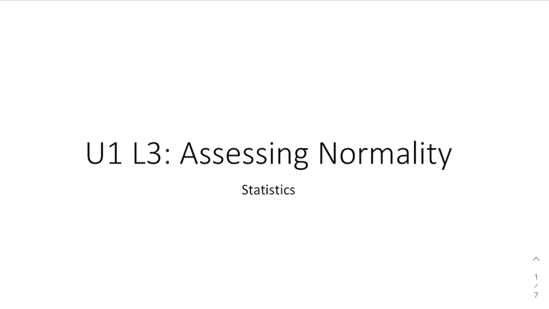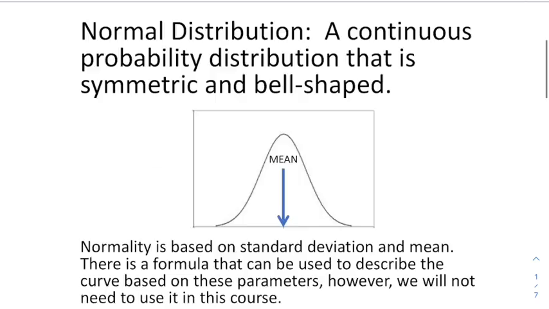To lesson 3, which is assessing normality. The term normality comes from the normal distribution, which is one of the most important concepts we learn about in statistics. You don't know yet what a probability distribution is, but you will as the course progresses. The normal distribution is a continuous probability distribution that is symmetric and bell-shaped.